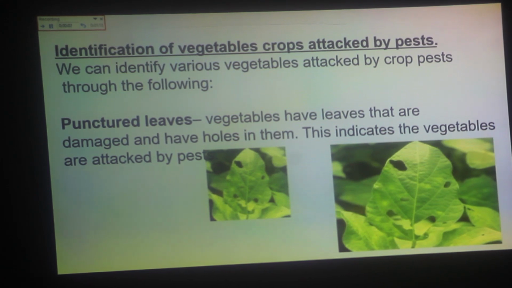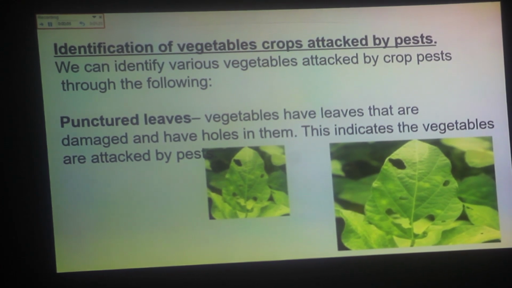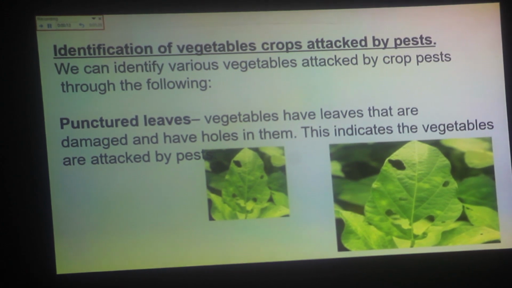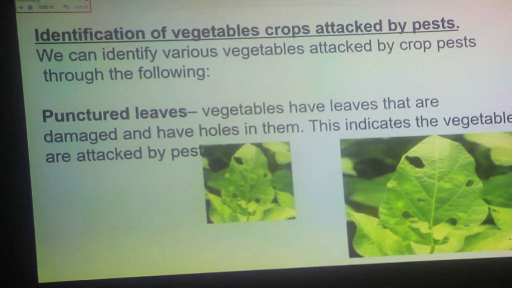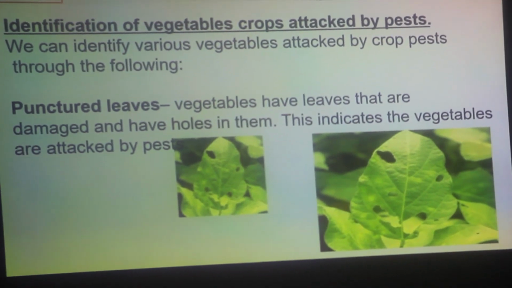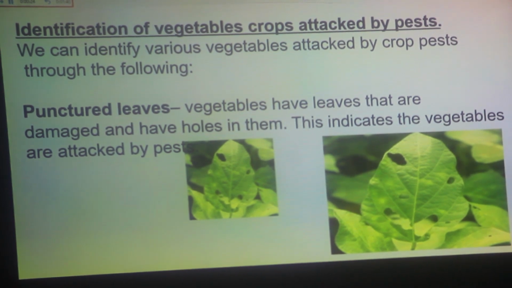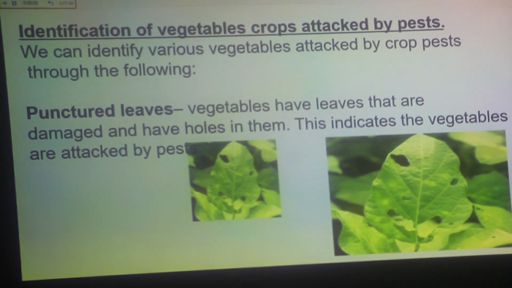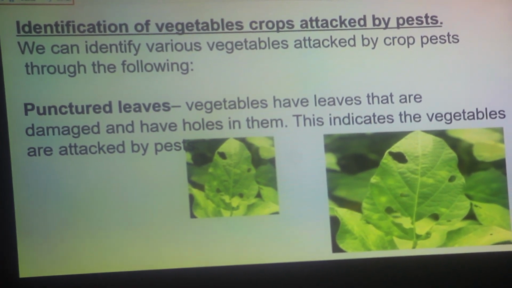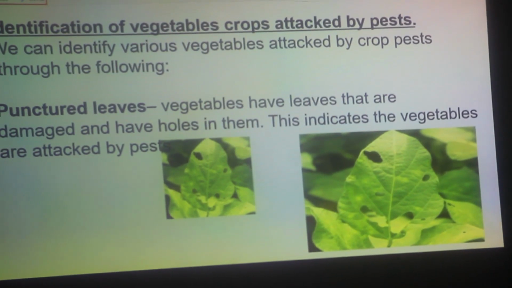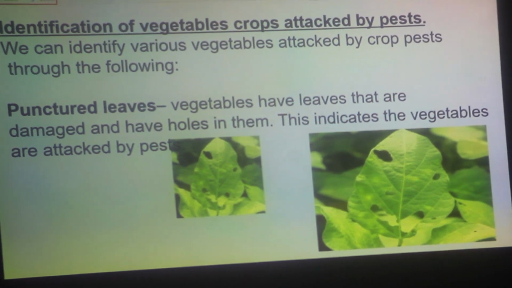Having defined the crop pest, we go straight to identification of vegetable crops attacked by pests. We have various ways in which we can identify how our vegetables have been affected by the crop pest. A very good example involves the punctured leaves. This is whereby you have vegetables that have leaves that are damaged and have holes in them. As you can see, we have a diagram of a leafy vegetable that has holes, meaning that this particular vegetable has been attacked by the crop pest.